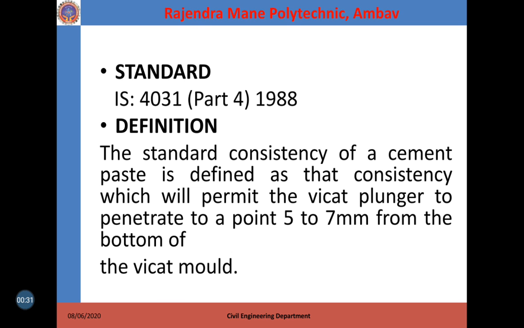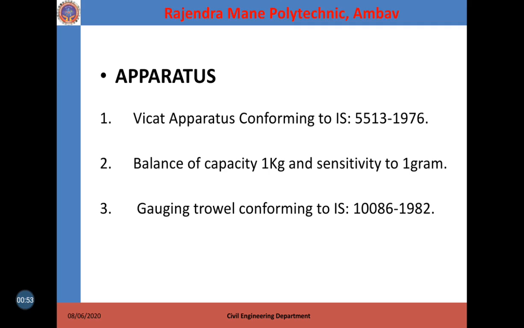Now, what is the standard consistency of cement? The standard consistency of cement paste is defined as the consistency which will permit the Vicat plunger to penetrate to a point 5 to 7 mm from the bottom of the Vicat mold.